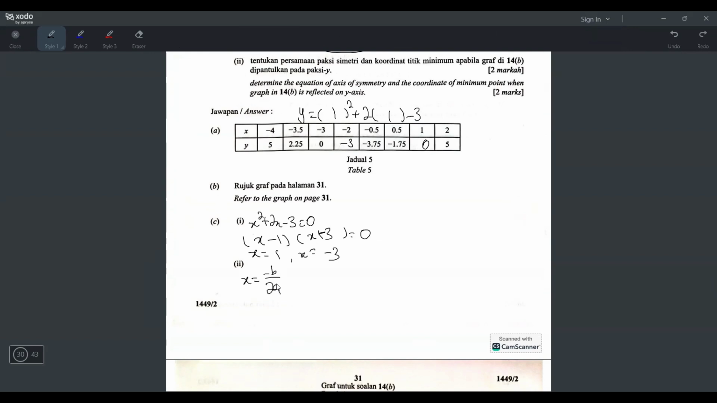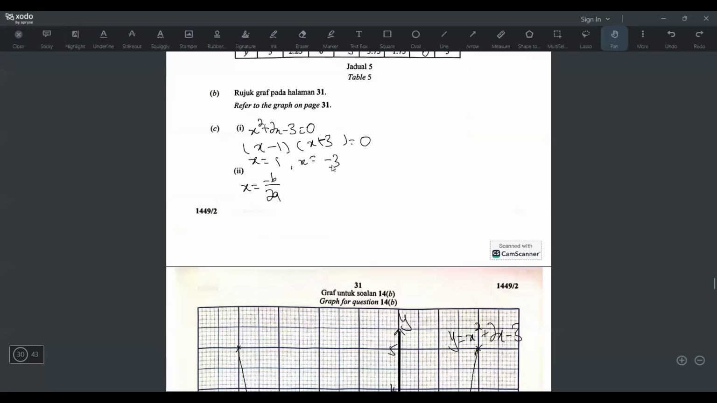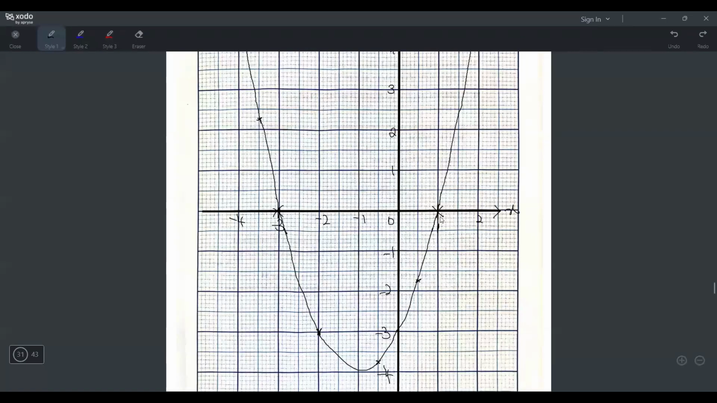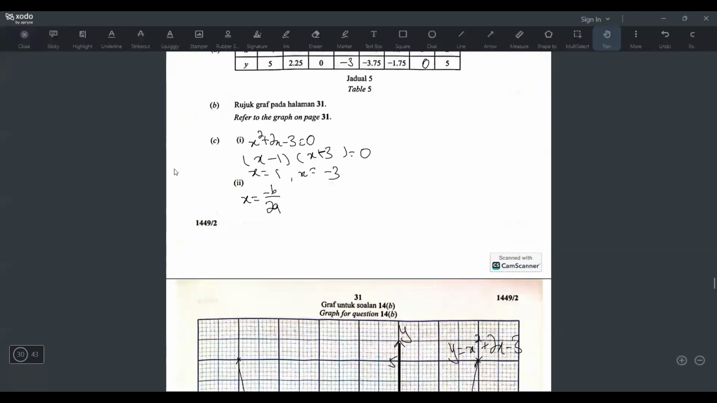But if you take maths, there are three methods, because in maths you learn about completing the square, right? But in mathematics there's no completing the square, so you only learn two methods. The first method is this formula, if you want to find the axis of symmetry. Another method is you add the x-intercepts together and then divide by 2, because you already know the x-intercepts are negative 3 and 1. Then you just find the midpoint, and that will be the axis of symmetry. Both of these methods will give you the same answer, so it doesn't matter which one you use.